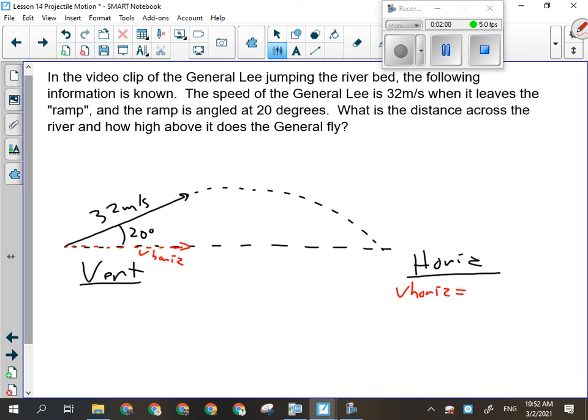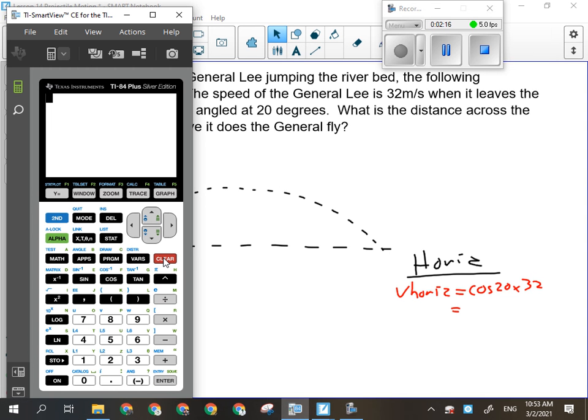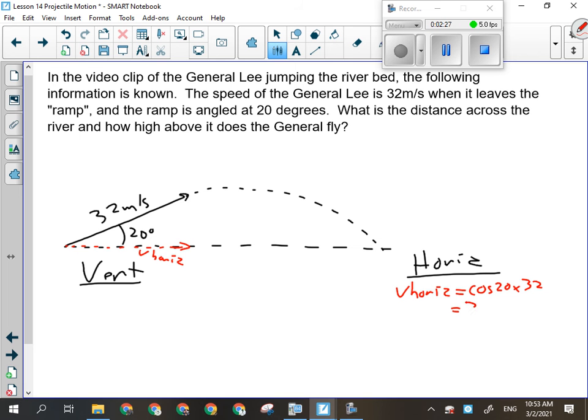Could I calculate that number right now? Yes. I know the hypotenuse is 32. I know the angle is 20. I'm looking for the adjacent side, so I would go cos of 20 times 32 meters per second, and I will get how fast the generally is traveling horizontally through the air. So we're going to have cos of 20 times 32. We got 30.07 meters per second. So still pretty fast.